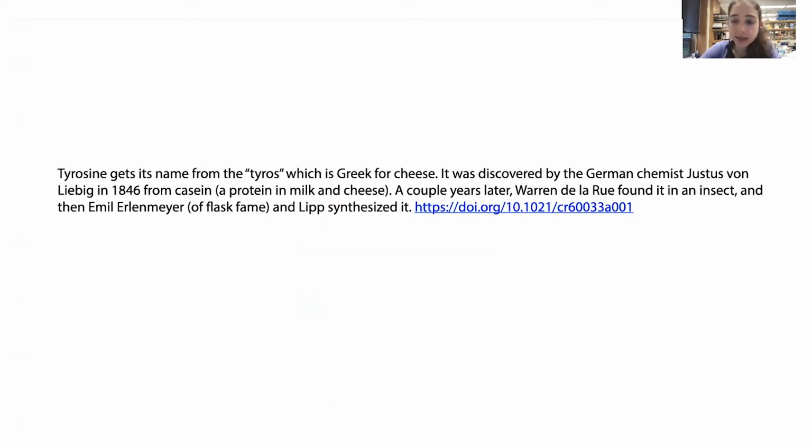In terms of history and naming, the name comes from tyros, which is Greek for cheese. It was discovered by the German chemist Justus von Liebig in 1846, and he found it from casein, which is a protein in milk and cheese, hence the name. A couple of years later, Warren de la Rue found it in an insect, and then Emil Erlenmeyer, the guy we get the Erlenmeyer flasks from, and Lipp synthesized it. And so more on that on my blog and in this article.